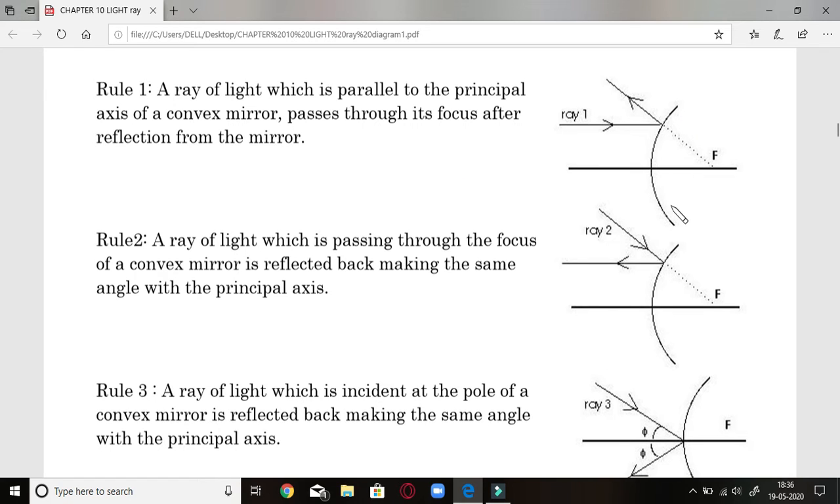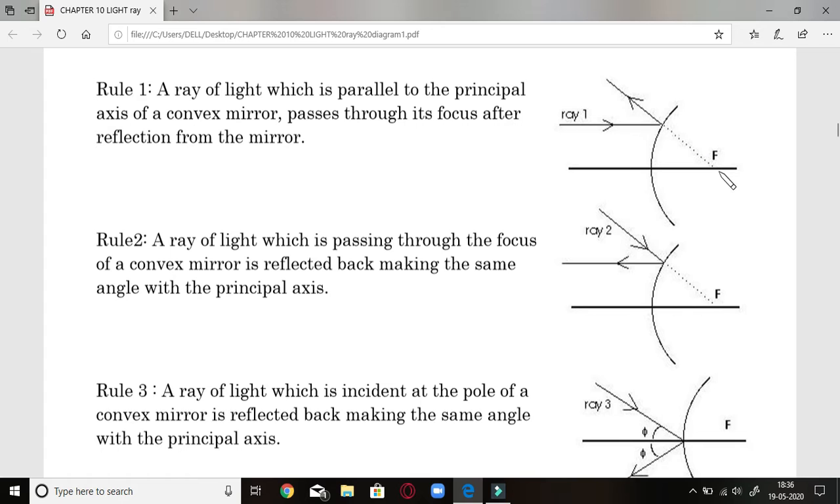Now this is a convex mirror on which the bulging surface is the reflecting surface. In all of them, the bulging surface is the reflecting one. Now first, a ray of light which is parallel to the principal axis of the convex mirror passes through its focus after the reflection. But certainly this ray is striking the bulging surface and is dispersed out. It is being diverged out. Now when you draw it back, this ray will pass through the focus.